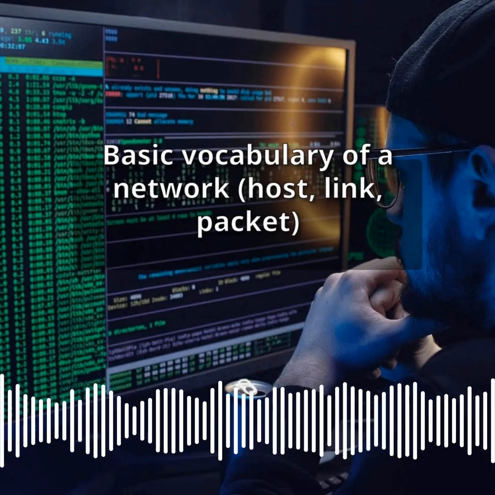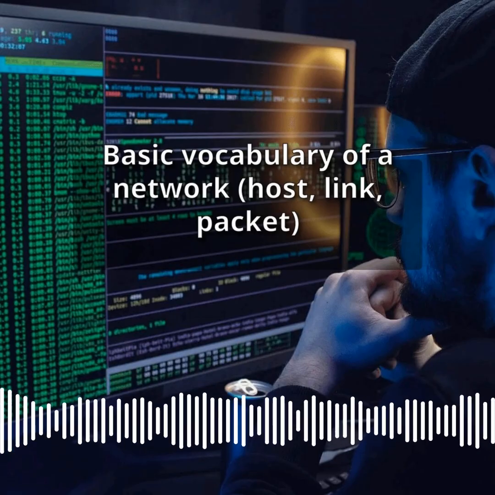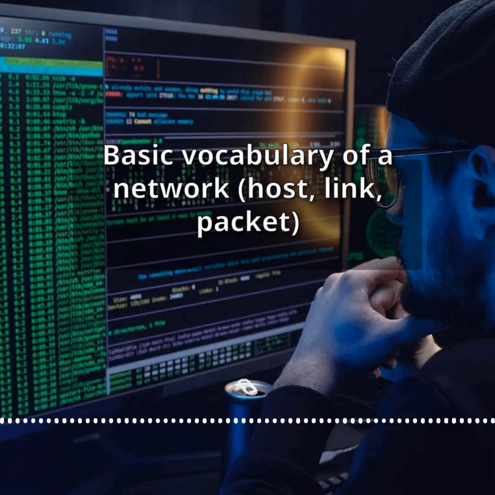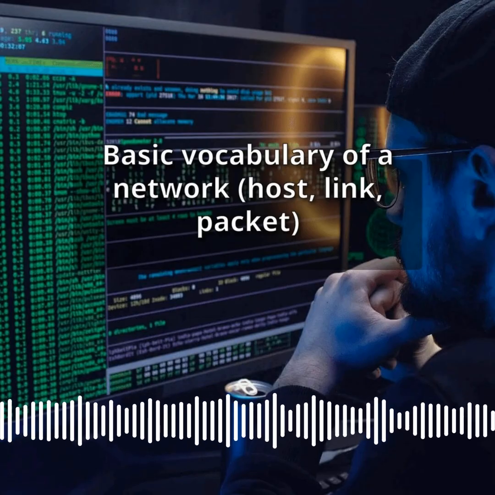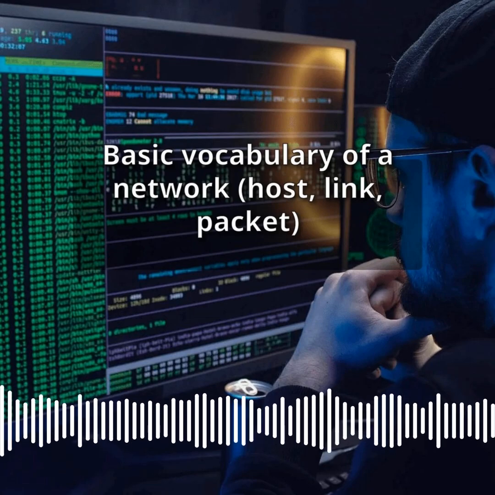How hosts, links, and packets work together. Now that each term has been defined, it is important to understand how they interact. A network is essentially a collection of hosts connected by links, and communication between hosts happens by sending packets over those links. Here is a simple example.